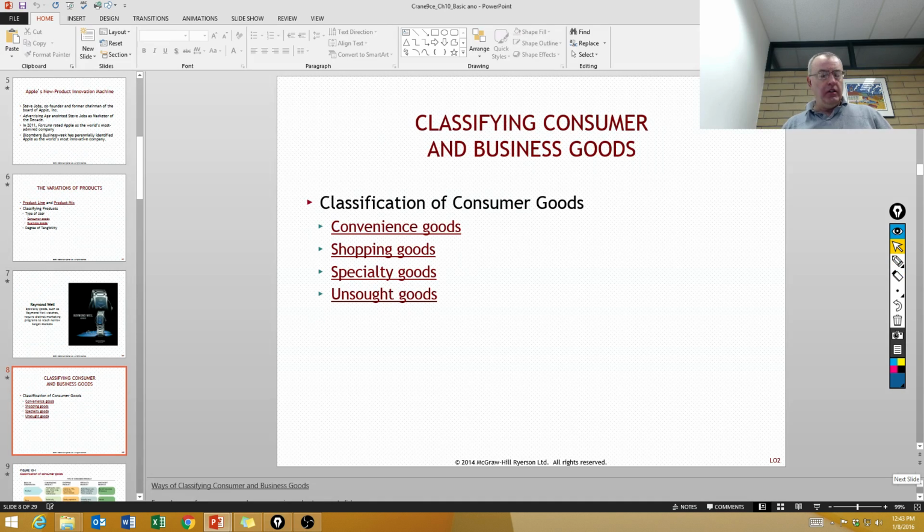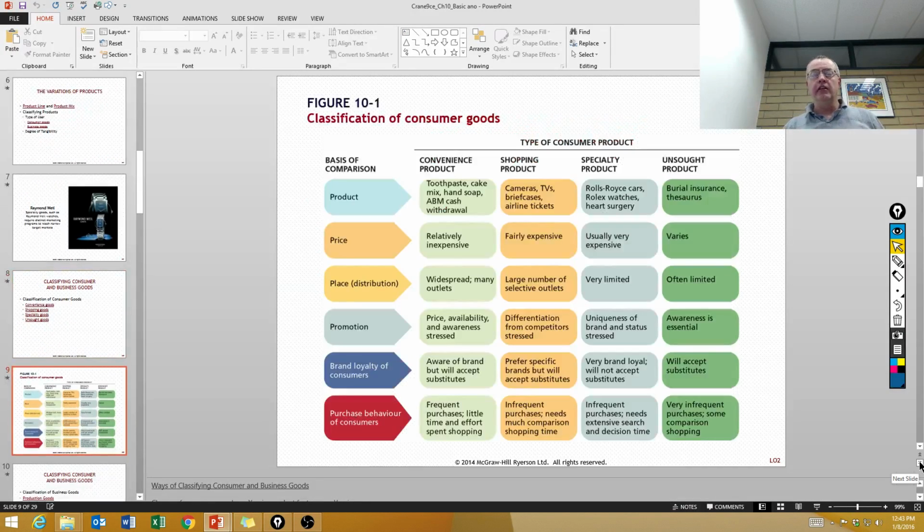Okay, so we can classify consumer goods into four different general types on the basis of the amount of effort the consumer puts into the purchase decision, based on the frequency of purchase, and also based on some of the marketing mix features: product, price, promotion, and place. There's a little chart on the slide here that summarizes these four classes of consumer goods.